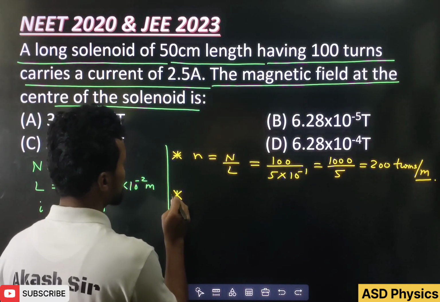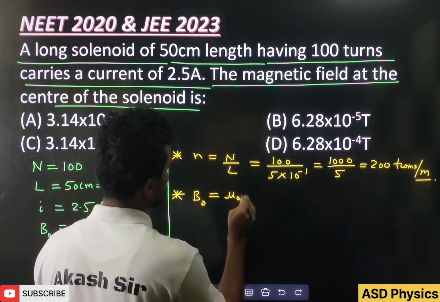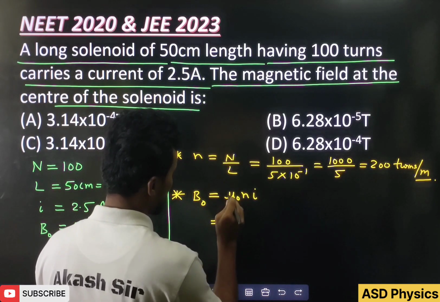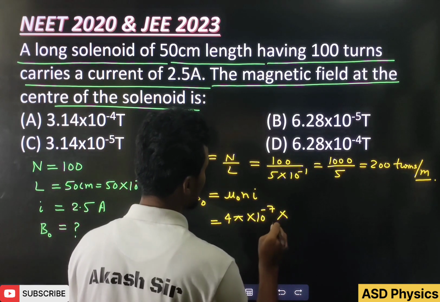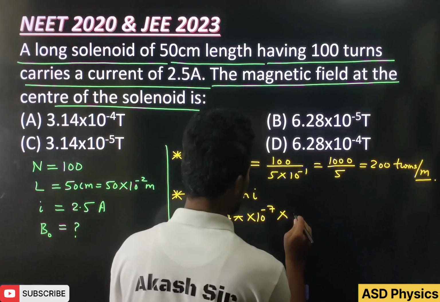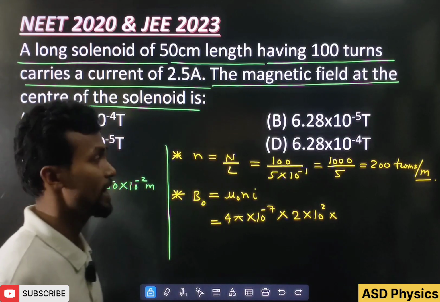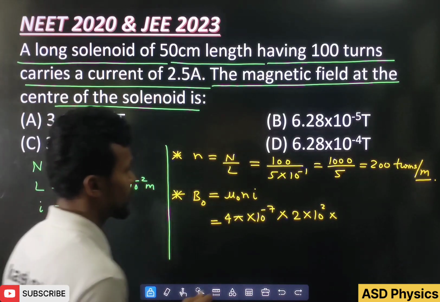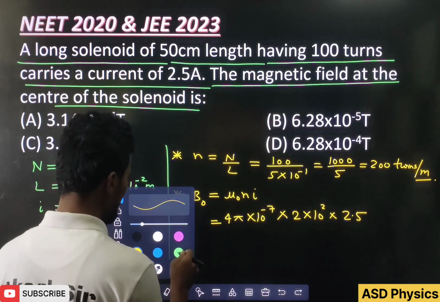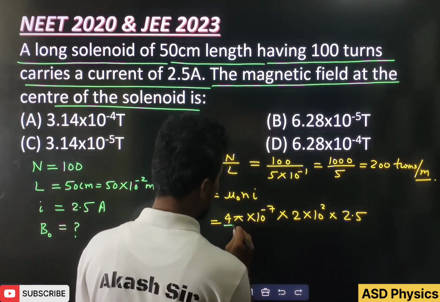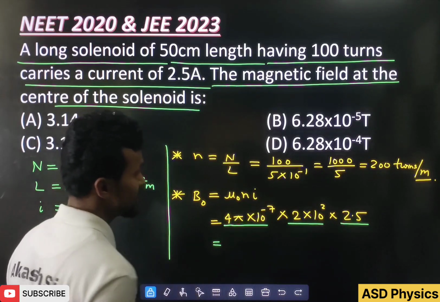Now for the magnetic field, air medium, so B naught is given by mu naught n into I. Mu naught is 4 pi into 10 to the power minus 7. Small n is 200, that means 2 into 10 to the power 2. And the current is 2.5. Now we'll simplify this.